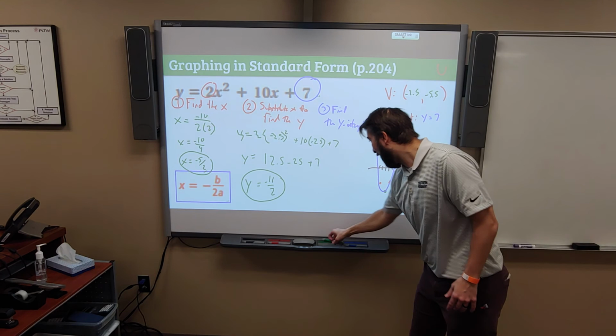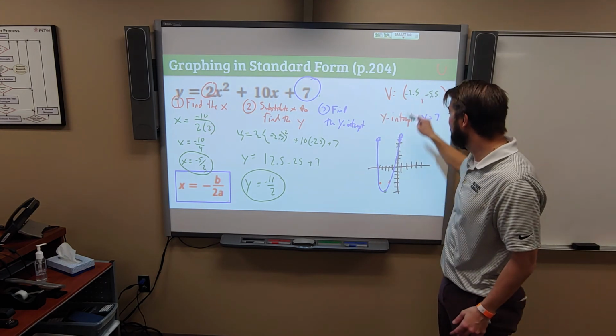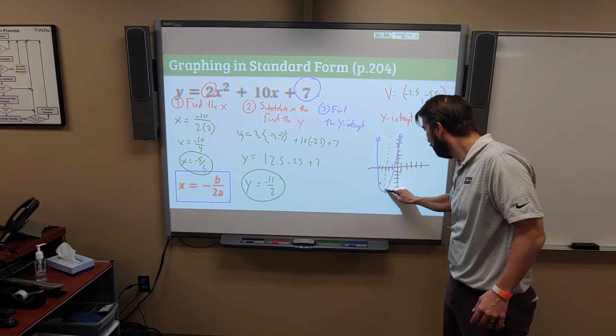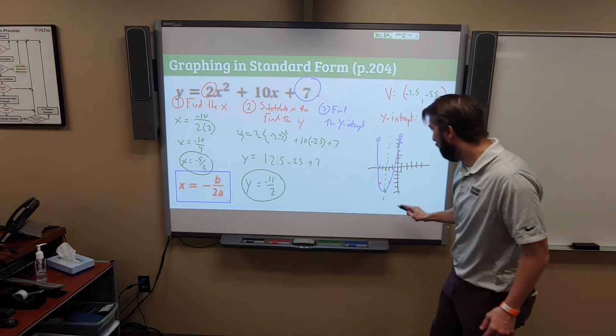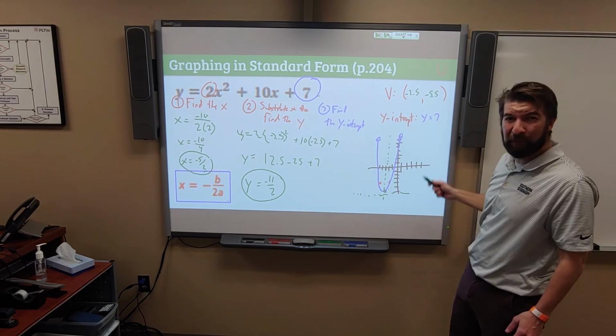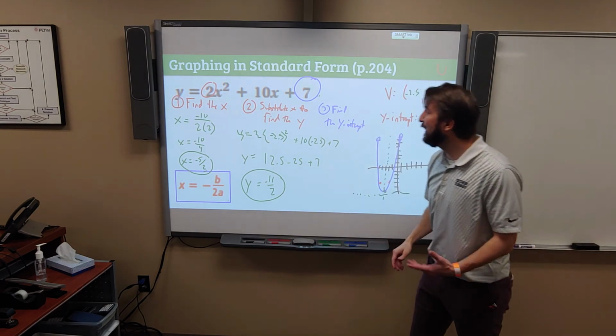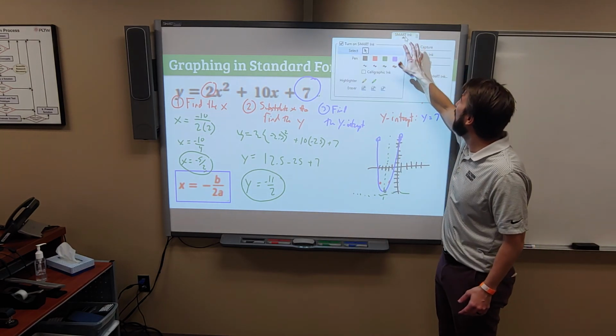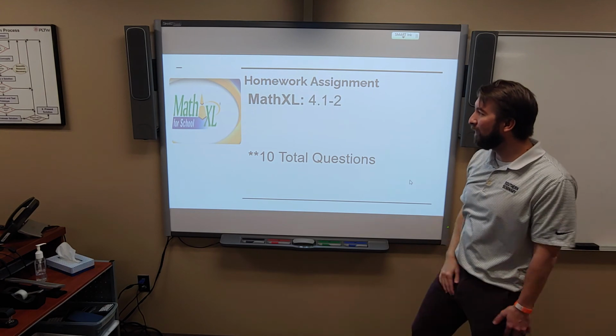And notice it's a pretty skinny U. All right, my axis of symmetry is the x. All right, I have a minimum down there at -5.5. All right, and that is it. All right, that is graphing using standard form.